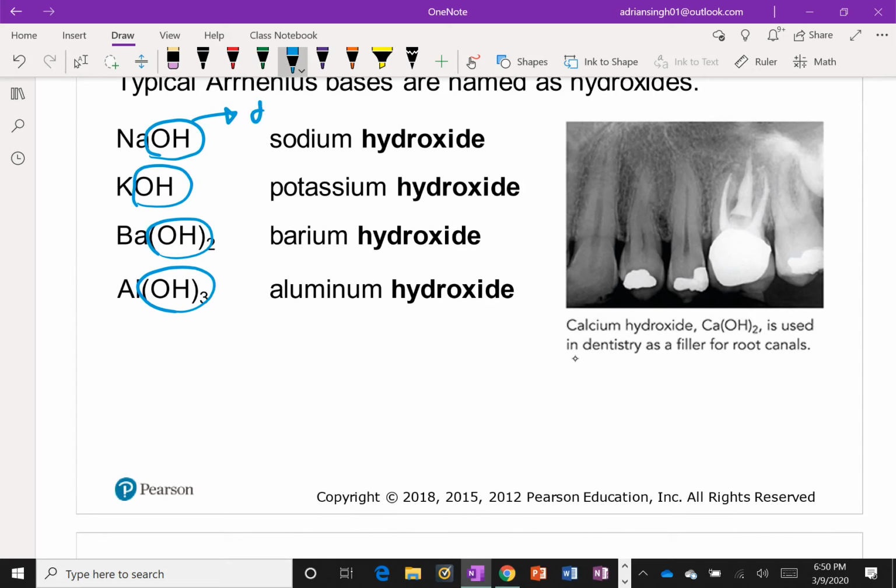It's actually found in stuff like Drano. And there it's also called lye, L-Y-E. So lye is just a regular name for sodium hydroxide. If you take a look on your Drano bottle at home, turn it around, look on the ingredient label, the first thing they list on there is sodium hydroxide. It's a very strong, very concentrated NaOH that does what it's supposed to, which is to unclog drains and whatnot.